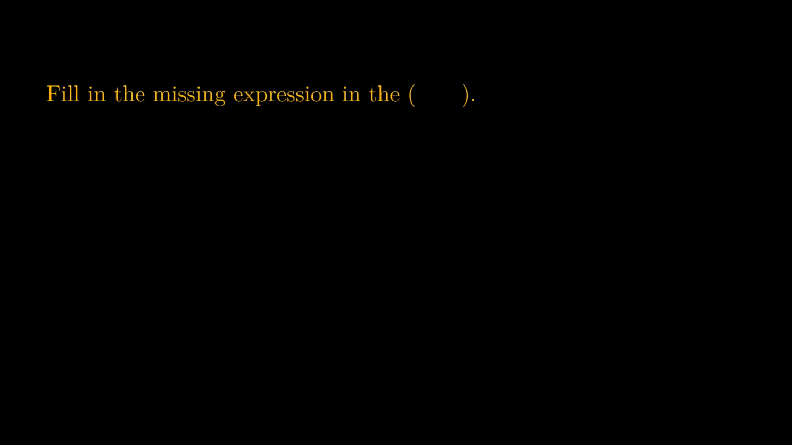So here, fill in the missing expression in the parentheses. As you can see, 4a plus 12b is equal to 4 times what's missing. What are we going to multiply to 4 so that we get a product of 4a? Obviously, that is a. And plus, what should we multiply to 4 to get a product of 12b? And that is 3b. Okay.